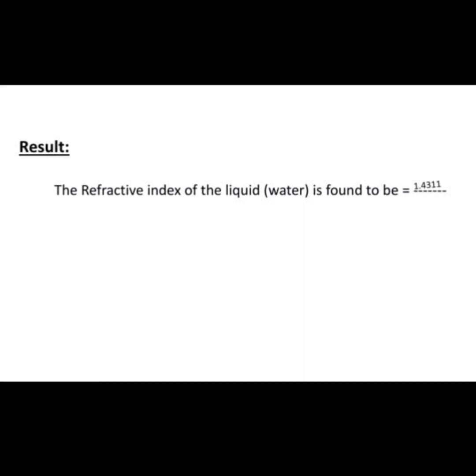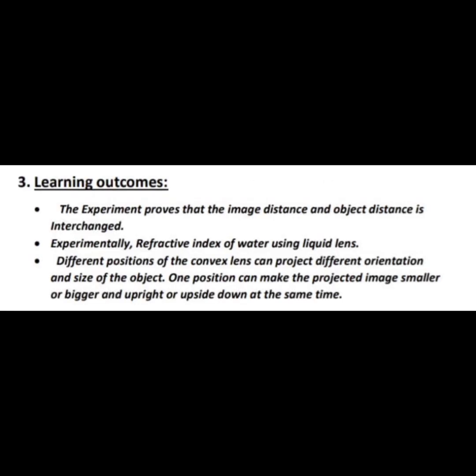The result of the experiment is that the refractive index of the liquid, water, is found to be 1.4311. The learning outcomes of this experiment are: the experiment proves that the image distance and the object distance are interchanged. Experimentally, the refractive index of water using a liquid lens is found. Different positions of a convex lens can project different orientation and size of the object. One position can make the projected image smaller or bigger and upright or upside down at the same time.